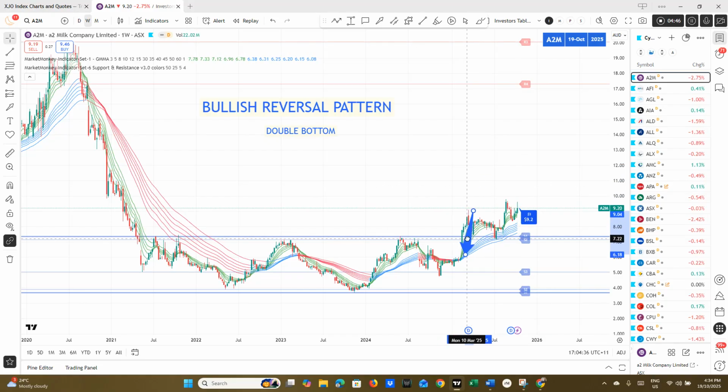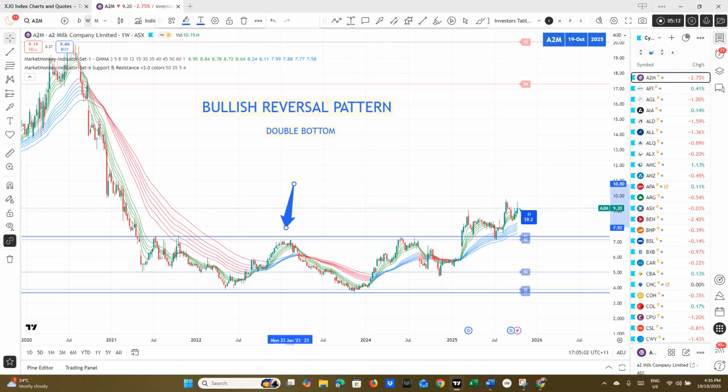We can see with Guppy's multiple moving averages here that we've got a nice trend moving up. So safest entry, wait for it to come back onto that support line. We've had another attempt at this support here, but Guppy's multiple moving average lines also give us some reassurance. So that's our double bottom here on the A2 Milk stock.